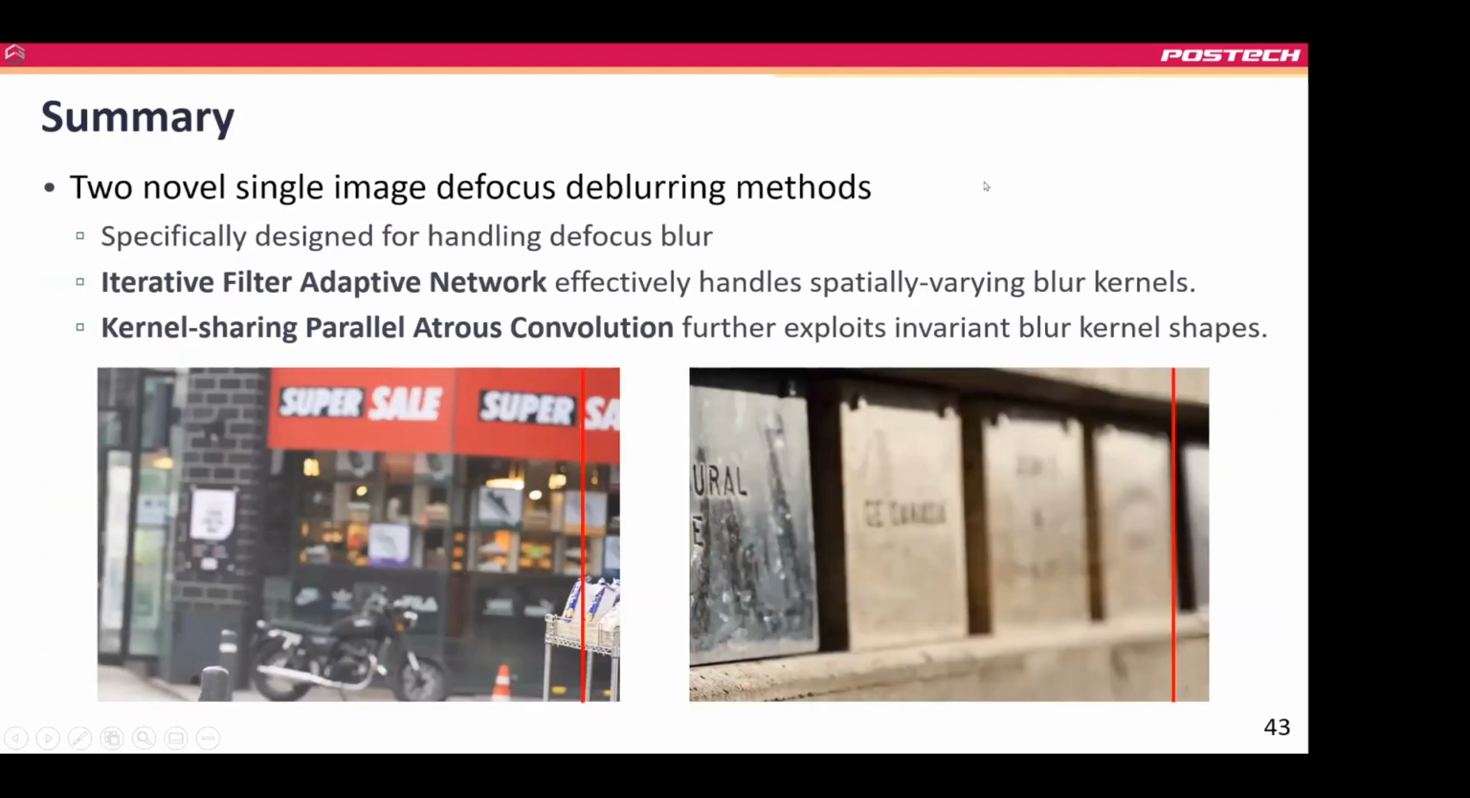Okay. Today I introduced two novel single image defocus deblurring methods. The first one is based on this iterative filter adaptive network, and the second one is based on kernel sharing parallel atrous convolution. Both of them can produce an all-in-focus image, as you can see here.